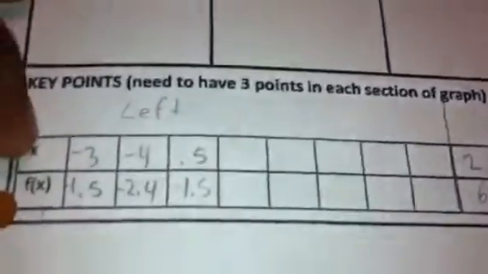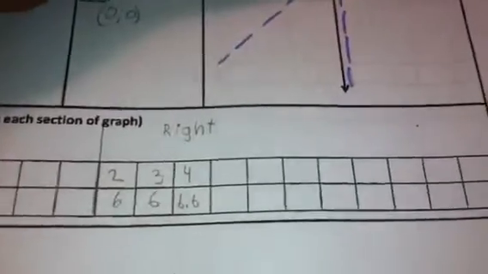Now, I put my graph on a piece of graph paper because I messed up on the original one. So the points that we're going to be using are -3, -4, and 0.5 for the left side of the graph, and for the right side we're going to be using 2, 3, and 4.